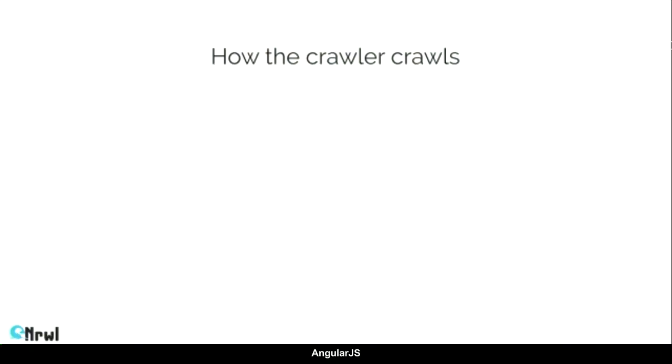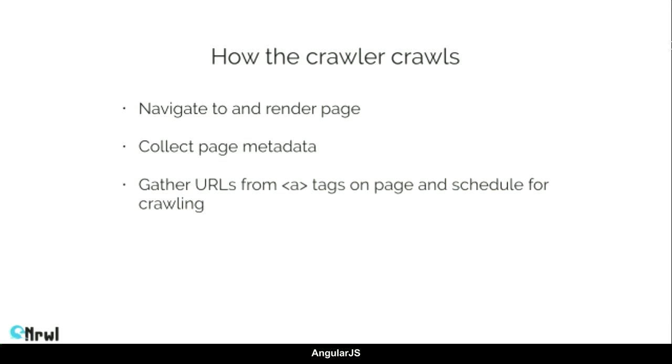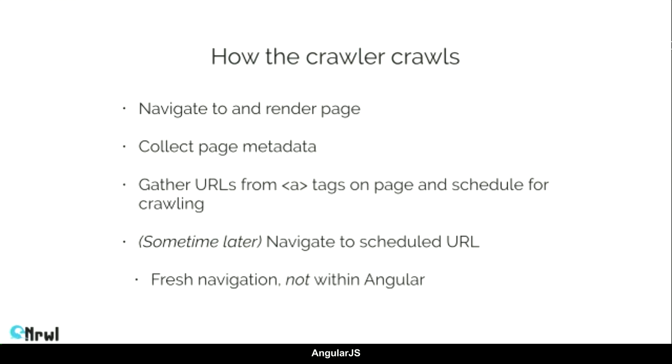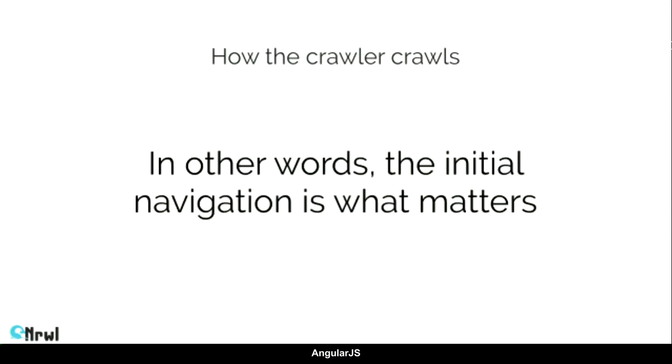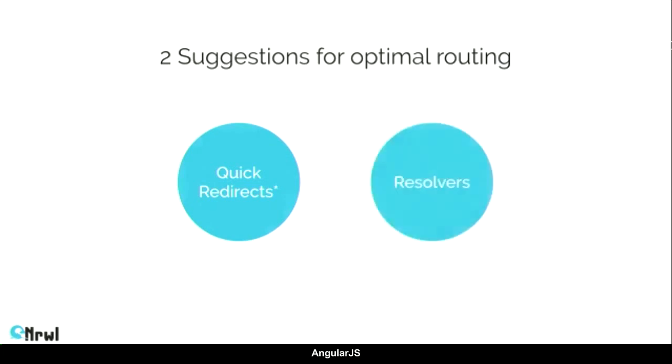Routing. So I just explained this a little bit. When the crawler crawls, it navigates and renders a page, collects the metadata, grabs all URLs, and sometime later, either immediately after this crawl or a day later or whatever, it will navigate to the scheduled URL. And this is not within Angular scope. So the initial navigation is what matters. The first time your router and your whole application bootstraps, puts everything together, that's what the crawler's seeing and cares about. So I've got a couple of suggestions to optimize routing for SEO, for the crawler.